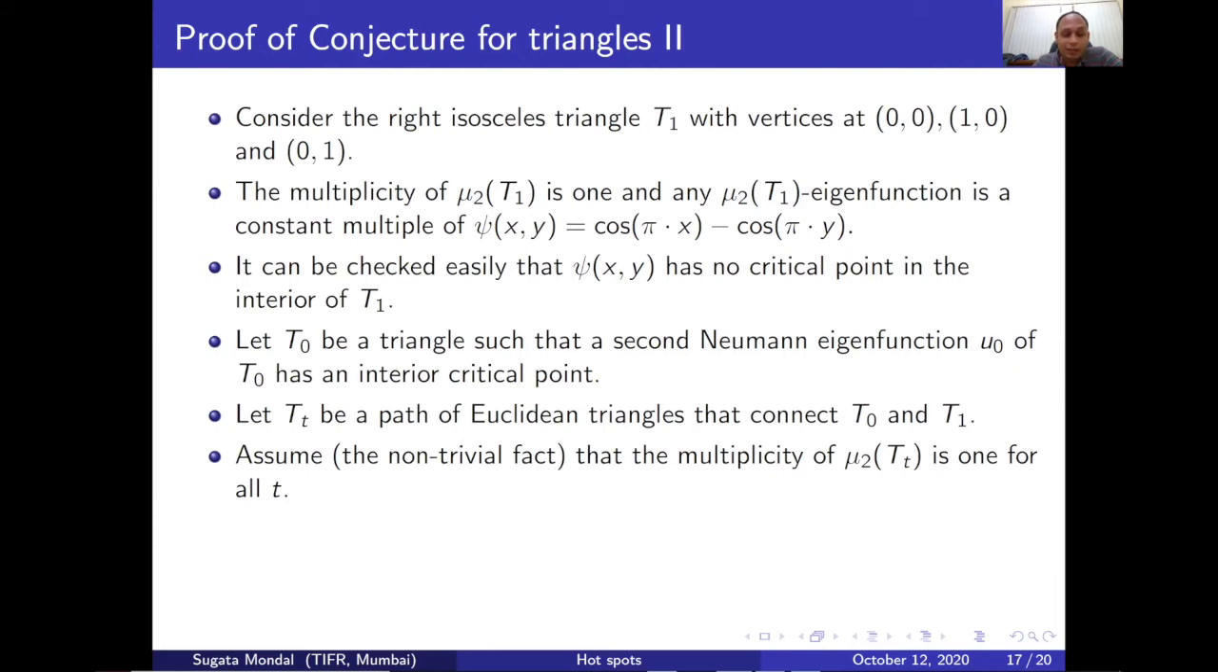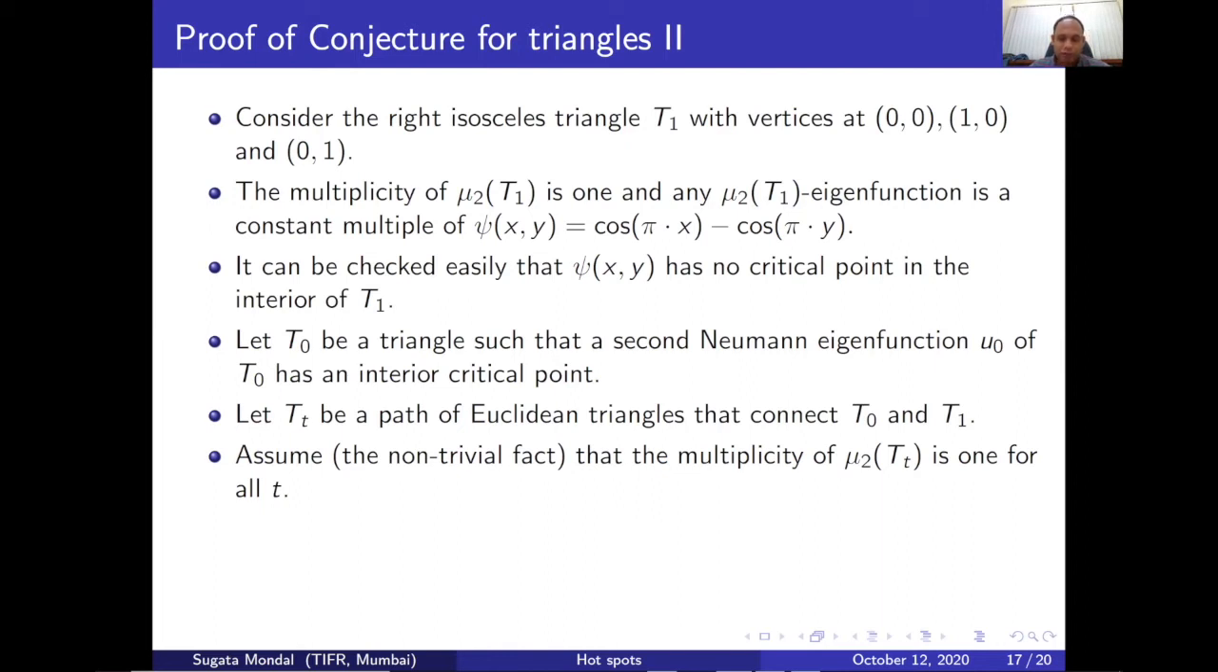And this next part is not necessary, but it's very nice to have that assumption in mind because it makes life a little bit simpler. I assume that the second Neumann eigenspace of all these triangles is one-dimensional. This is actually true: the second Neumann eigenvalue of any triangle except the equilateral is simple. Multiplicity is actually 1. And this is known due to works of many people.